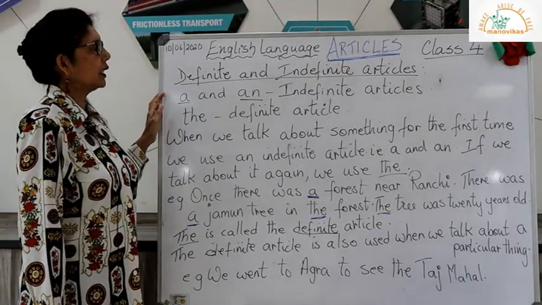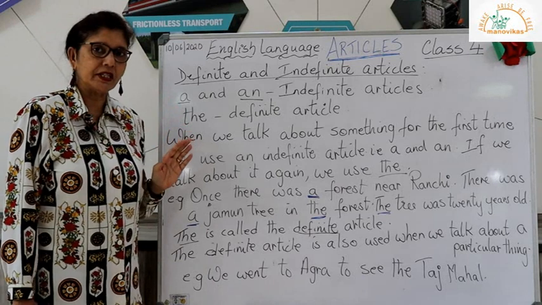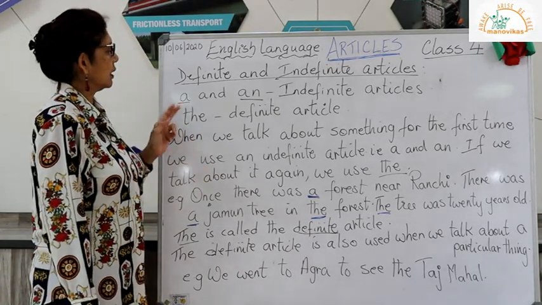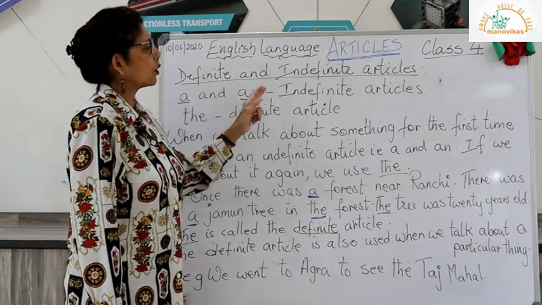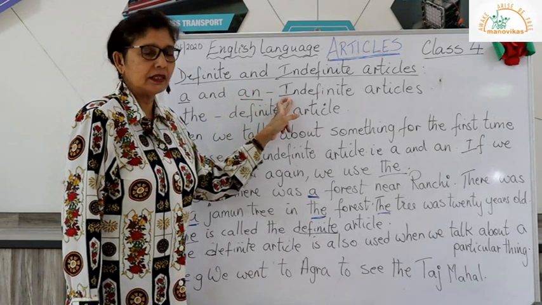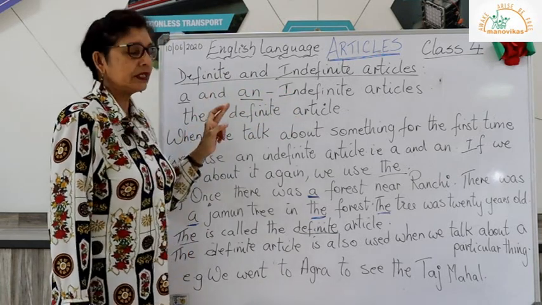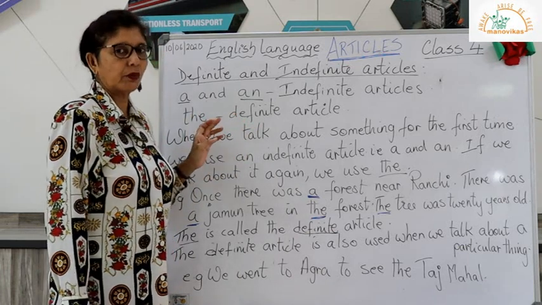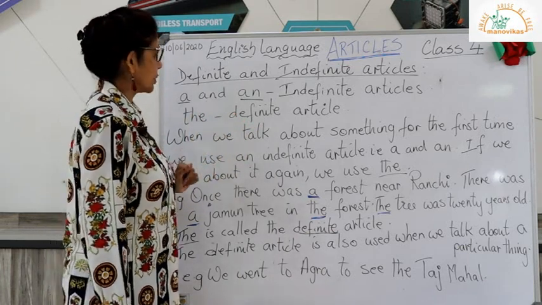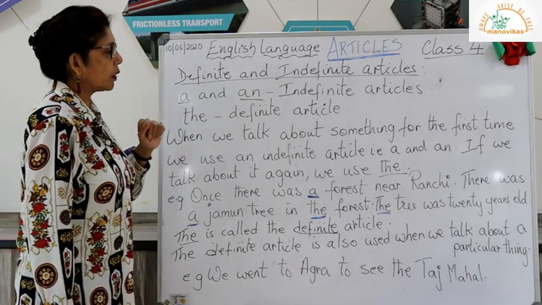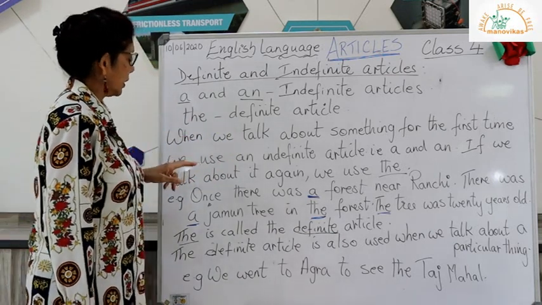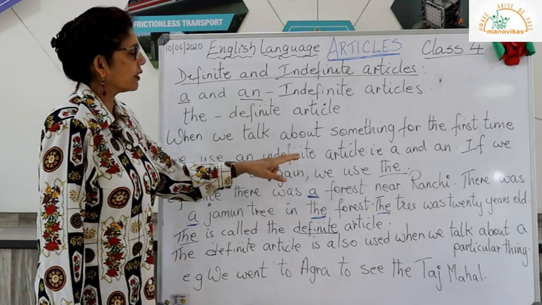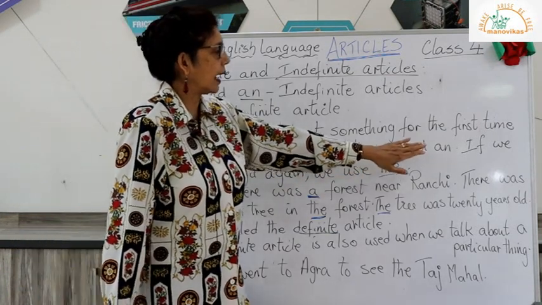Now we learned the 3 articles. Now there are definite and indefinite articles. A and an are called the indefinite articles and the is called the definite article. So now let us see why they are called indefinite and why they are called definite and when to use them. When we talk about something for the first time, we use an indefinite article, that is a and an.